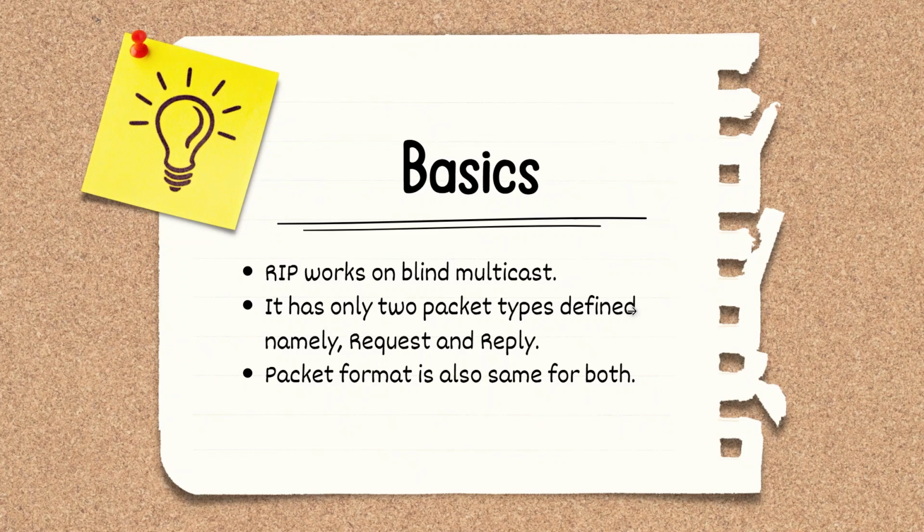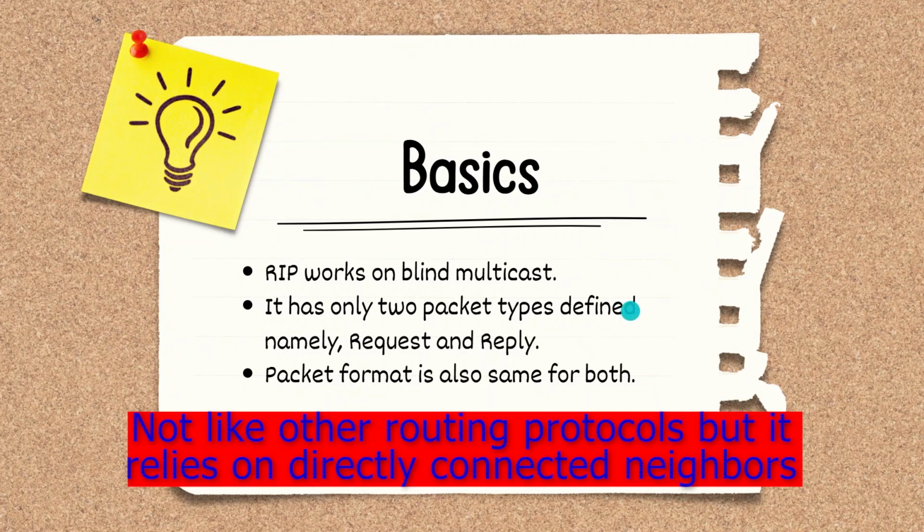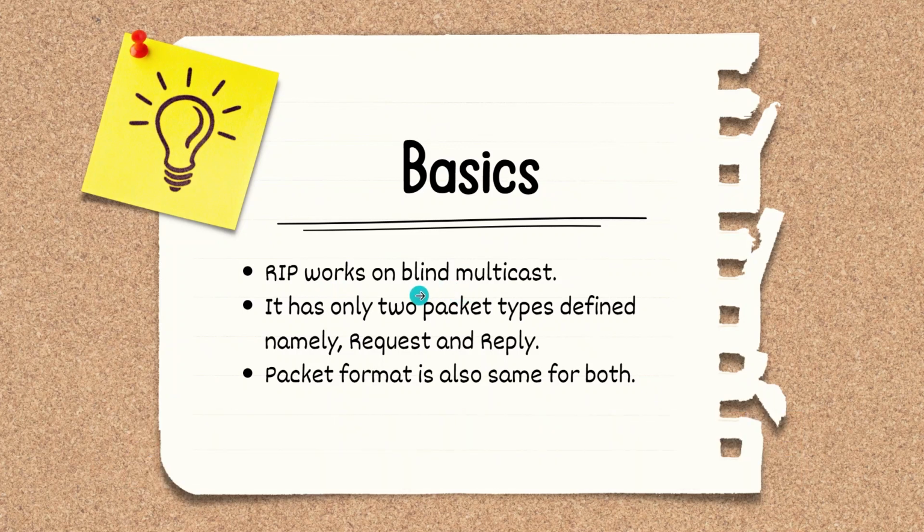So the basics of RIP working is that it works on blind multicast, because there is no sense of neighborship establishment in RIP. So it doesn't maintain a record of the neighbors. It just blindly multicasts and asks for the routes or sends the routes.